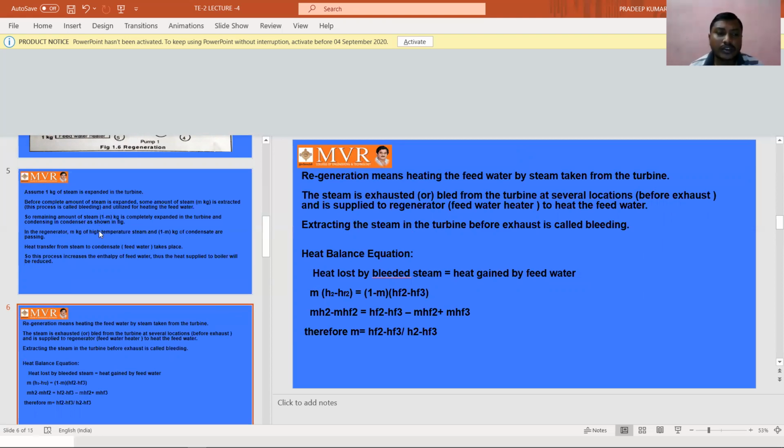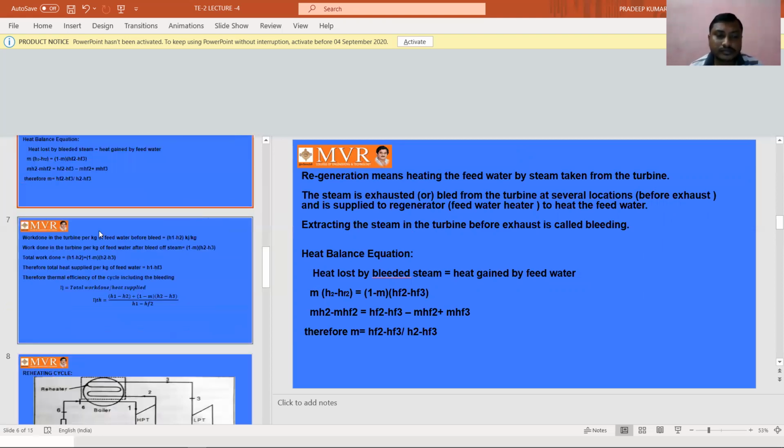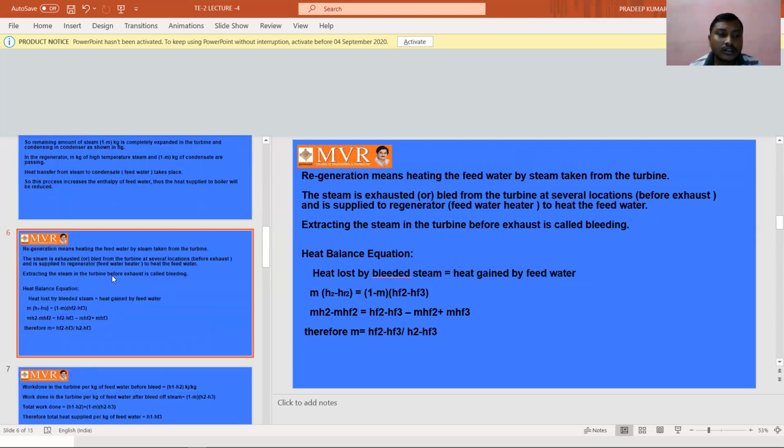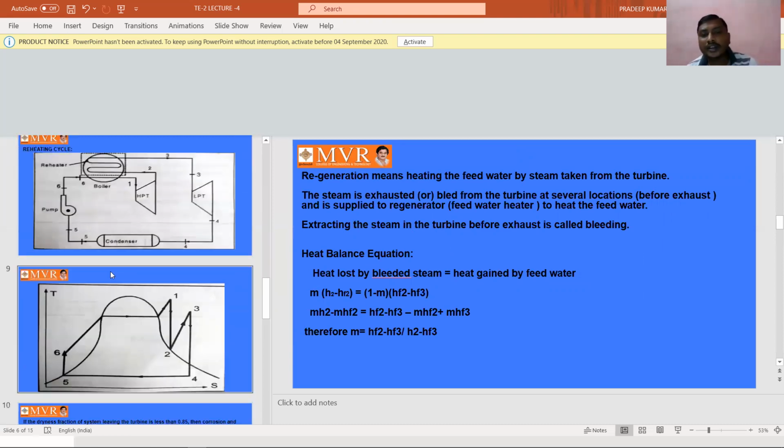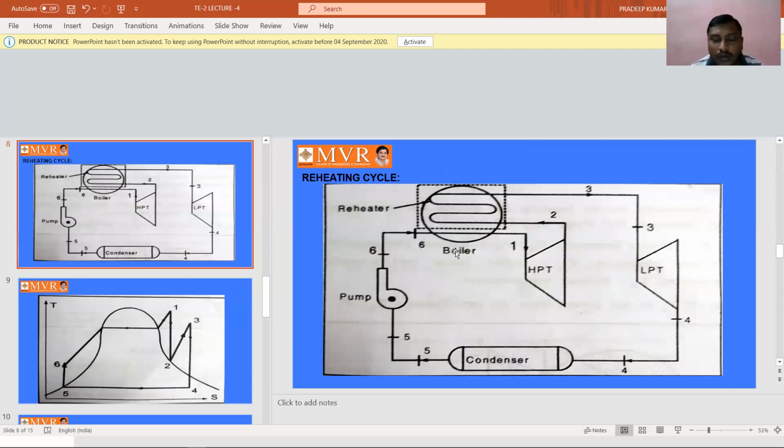Coming to the next topic, we have reheating. What is happening here? Reheating means we are heating again. Reheating means two times: first we heat once, and again we are going to heat here. See here, this is the reheater, where we are heating again.